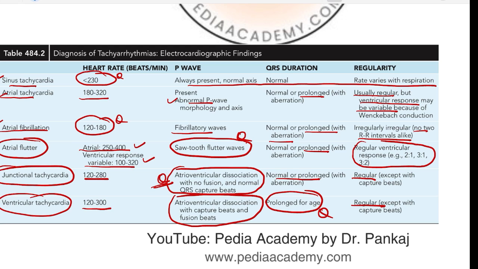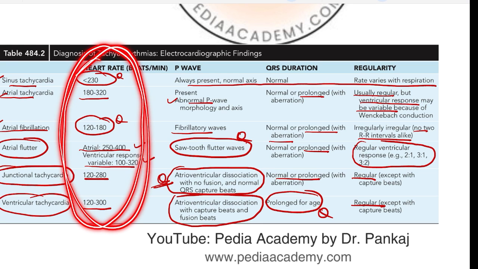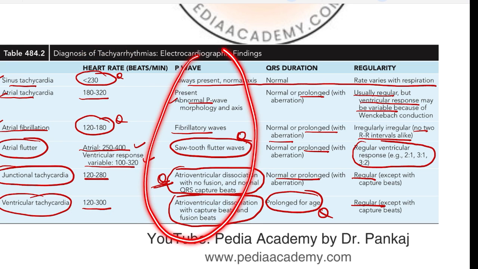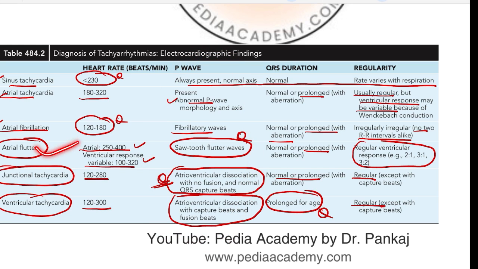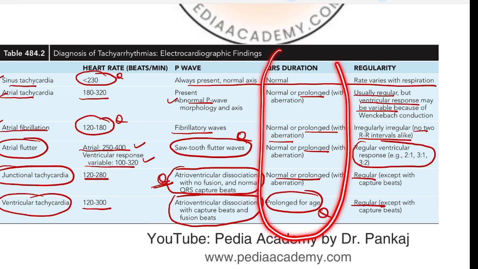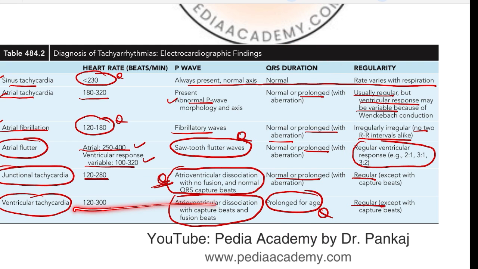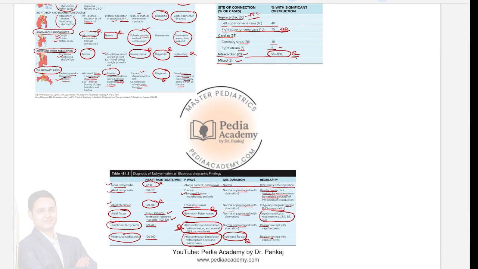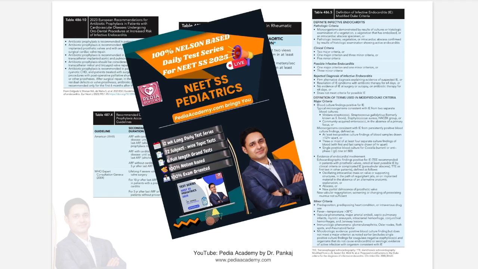So in this table, just remember the rates, the heart rate classification, the P wave characteristic specifically of atrial flutter, junctional tachycardia, ventricular tachycardia. QRS duration is generally normal; for VT it is prolonged for age, and regularity you have to see. Again, this is a simple looking table, but it contains many things which have to be remembered.